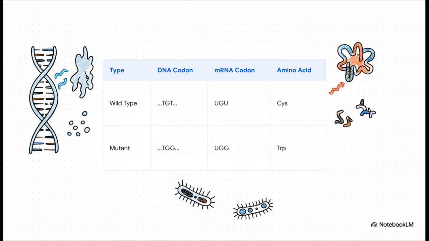Now, the impact of this swap can be anything from minor to major. If the new amino acid is chemically similar to the old one, say both are small and don't like water, it's a conservative mutation and might not affect the protein too much. But if you swap a tiny amino acid for a huge one or a positive one for a negative one, that's non-conservative and it could completely wreck the protein's ability to fold and function properly.